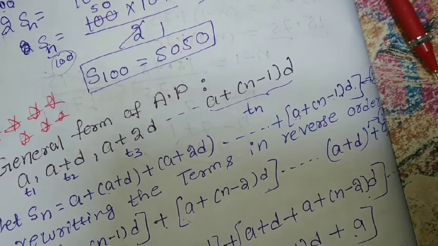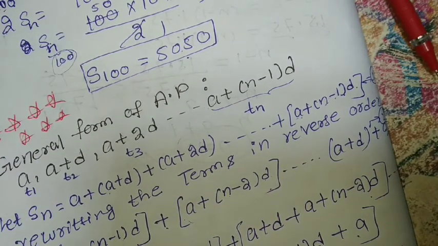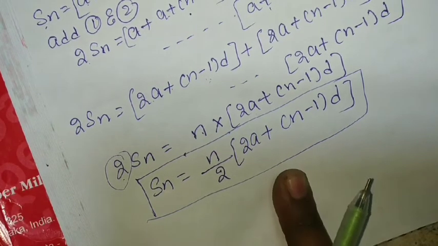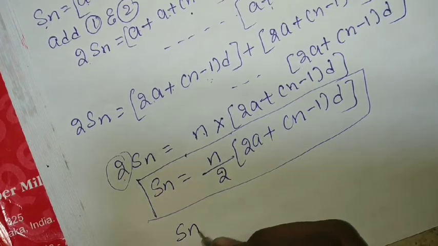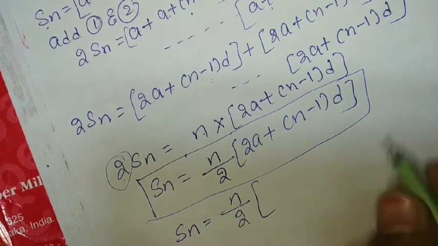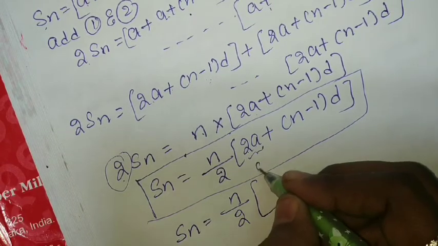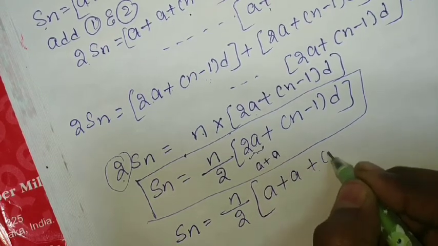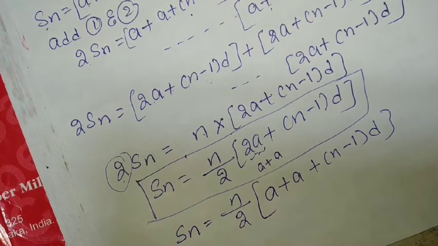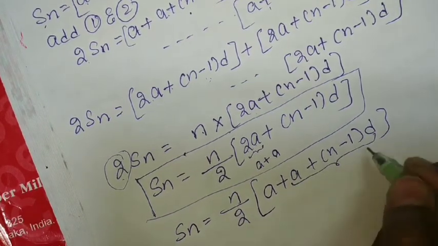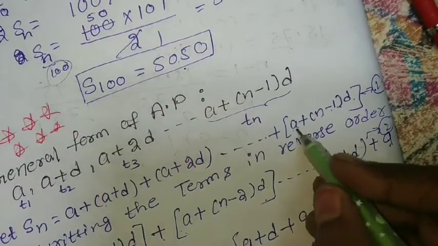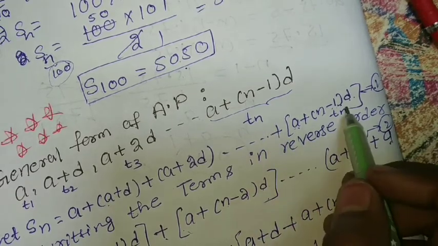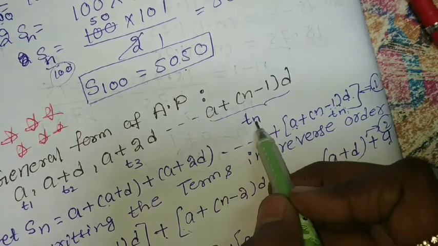Are you getting? How is the formula useful? See, it's a very important formula. See here, this formula can be rewritten as Sn is equal to n divided by 2. See guys, 2a can be written as a plus a, because a plus a is 2a. So write down here a plus n minus 1 into d. Do you know what this is? a plus n minus 1 into d. What is this? This is the nth term.